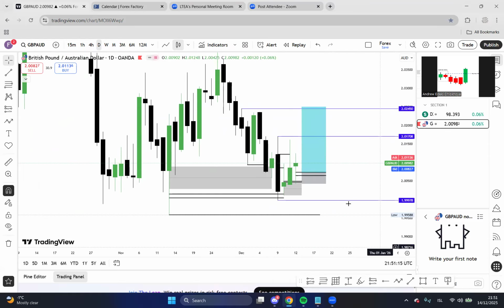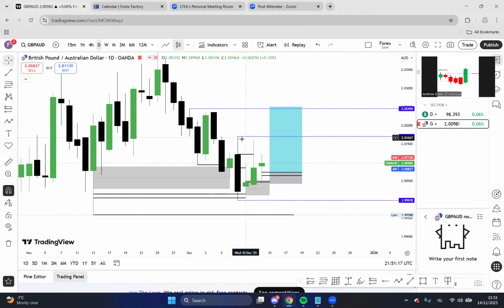Let me take this one out. So like this first reaction for sure, like I say, I would like to see price take out that high.